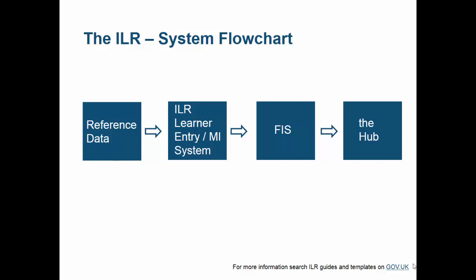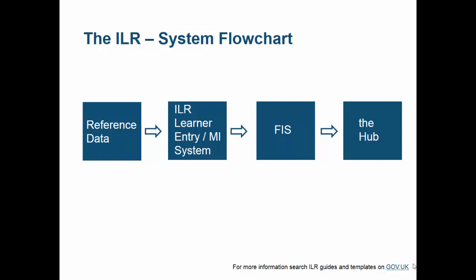So we're now going to look at the system flowchart. The initial starting point is reference data. This is the data that the Education and Skills Funding Agency use as part of the funding calculation, and will include learning aims data, employer IDs and unique learner numbers.